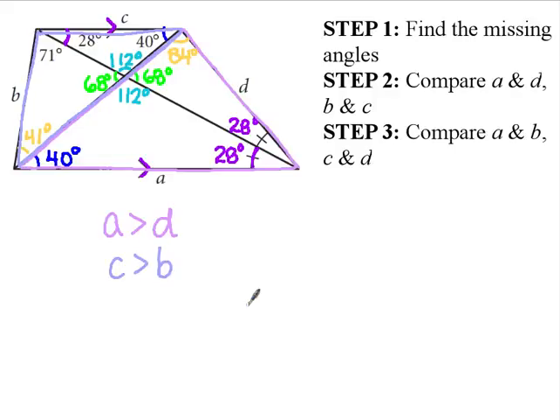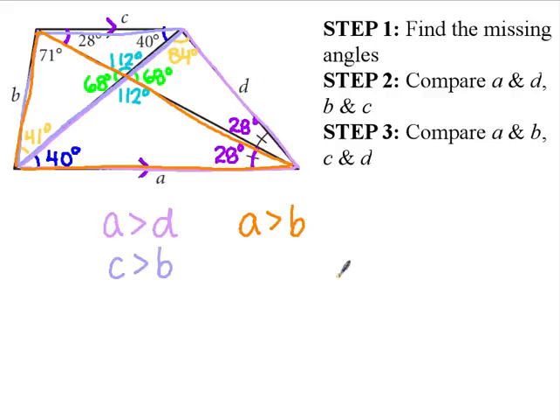Okay? So now let's look at the next step. Compare A and B. So I've got to draw a big triangle with A and B. So let's do this one with the other diagonal right here. A is opposite what? 71. B is opposite what? 28. So A is bigger than B.